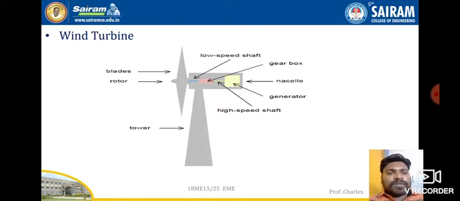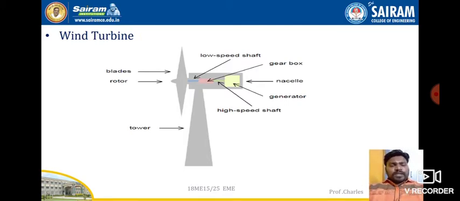First and foremost, a tower will be constructed. Why is the tower constructed? Because the entire set of components will be mounted on the tower. The tower helps to support the entire components, and it gives a housing effect. All the components are mounted on the tower: the gearbox, the generator, and the shafts. On this, two blade rotors or three blade rotors will be fixed.